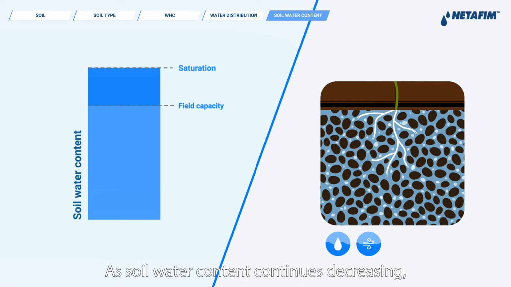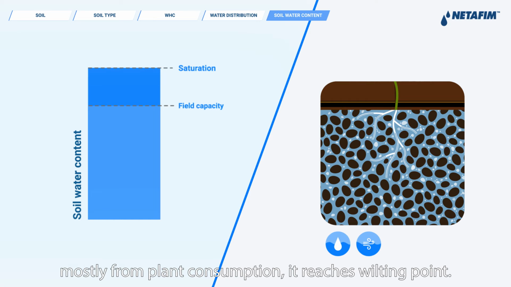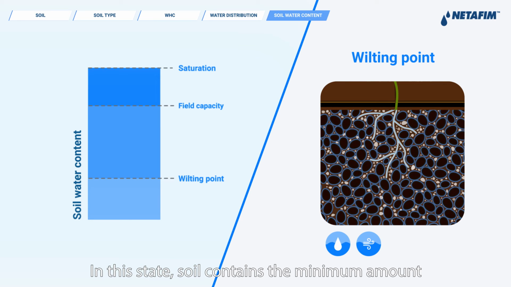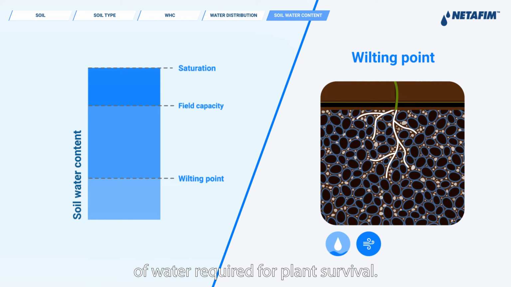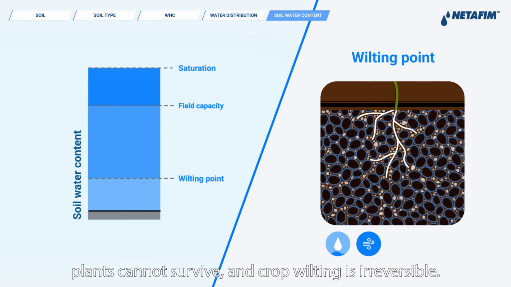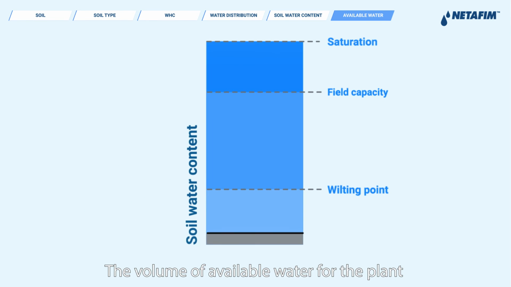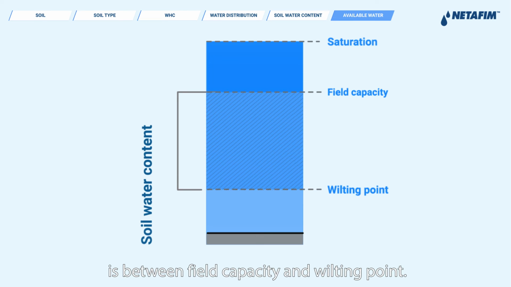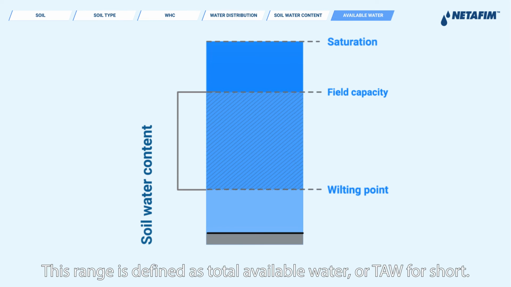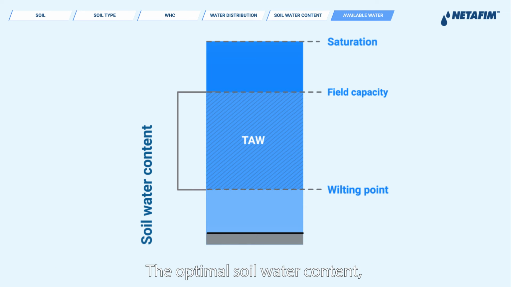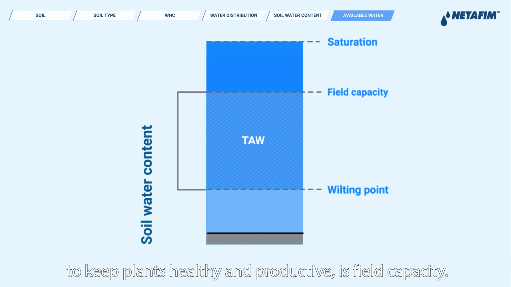As soil water content continues decreasing, mostly from plant consumption, it reaches wilting point. In this state, soil contains the minimum amount of water required for plant survival. Below wilting point, plants cannot survive, and crop wilting is irreversible. The volume of available water for the plant is between field capacity and wilting point. The range is defined as total available water, or TAW for short. The optimal soil water content to keep plants healthy and productive is field capacity.